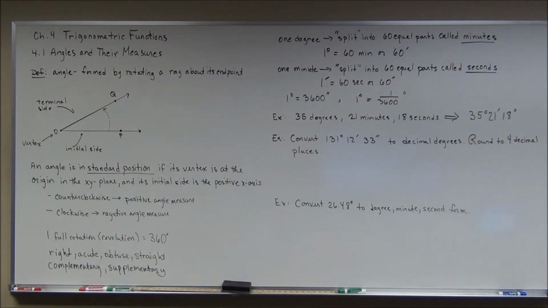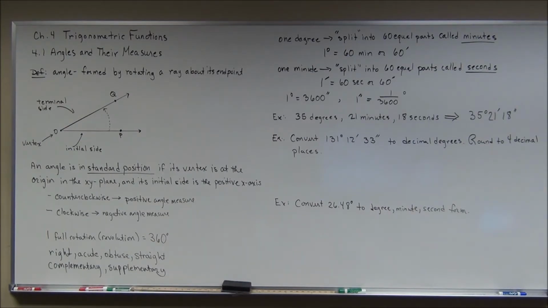Now ready to start the wonderful world of trigonometry as we begin Chapter 4, Section 1 on angles and their measures. Now, in geometry, we studied angles. We talked about how angles were two rays that had a common endpoint. We're going to define it a little bit differently here.